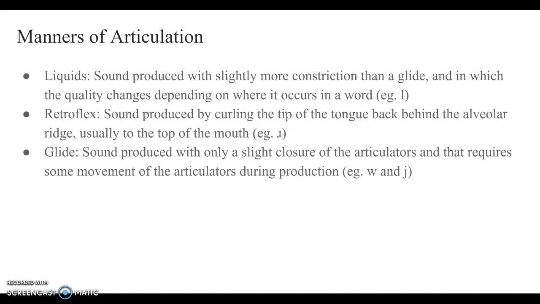And our last slide of the manners of articulation. Liquids are sounds produced with slightly more constriction than a glide, and in which the quality changes depending on where it occurs in a word. Retroflex, sound produced by curling the tip of the tongue back behind the alveolar ridge, usually to the top of the mouth. And glide, sound produced with only a slight closure of the articulators, and that requires some movement of the articulators during production.